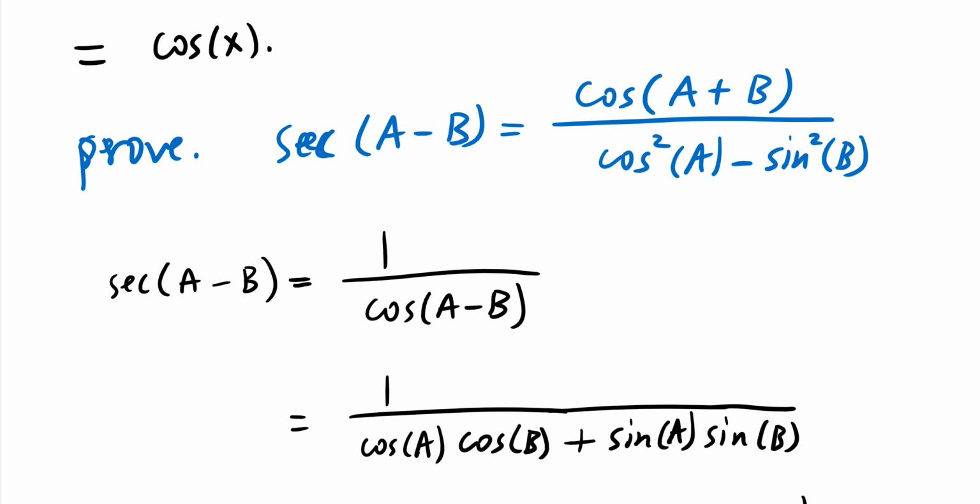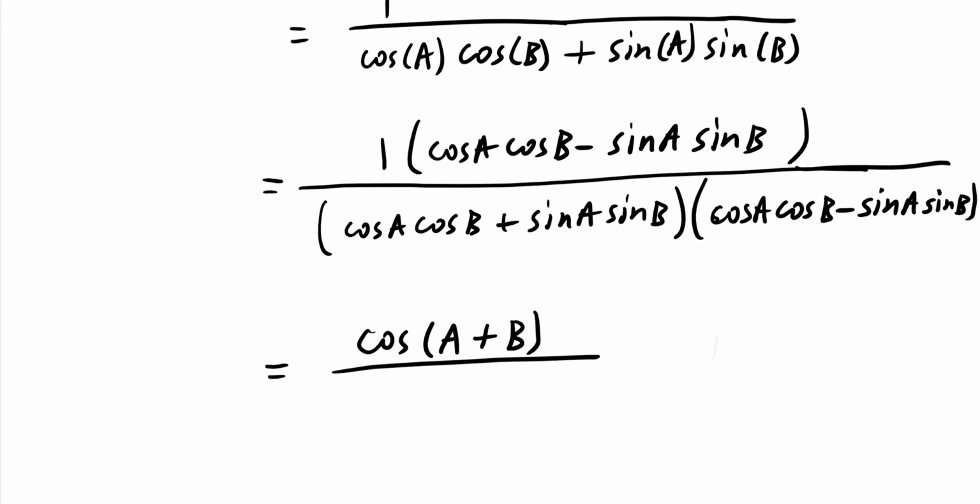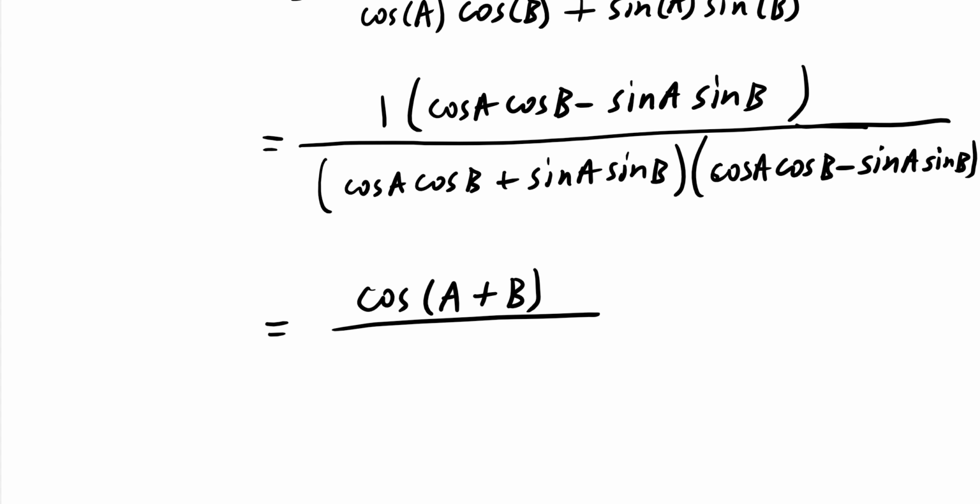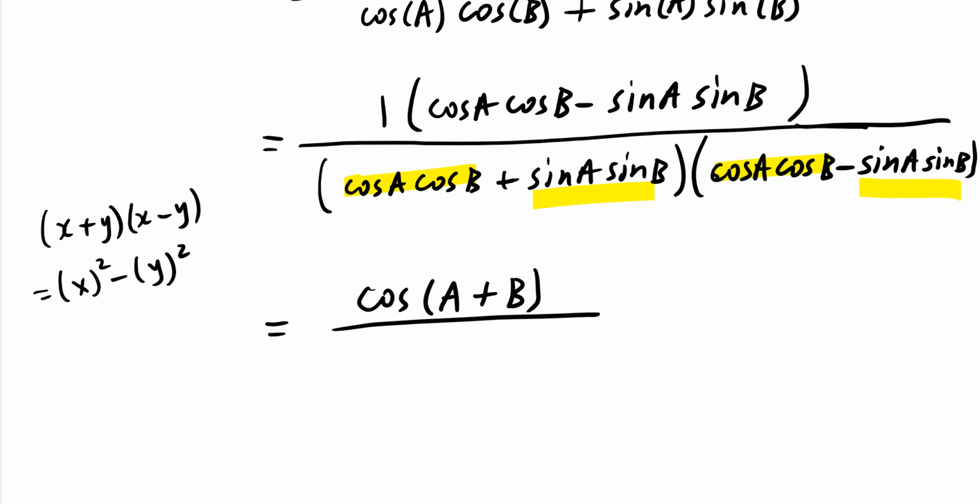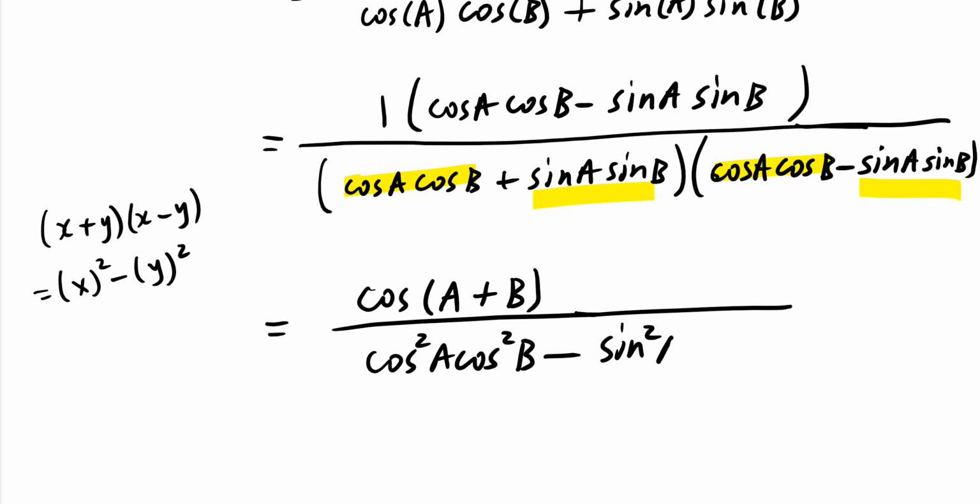Now I still need cosine square A and sine square B. So in the denominator, notice something. This is the same as this, and this is the same as this. That reminds us about x plus y times x minus y. This is x squared minus y squared. So we can use it here. You square the first one minus the square of the second one. Or if you forget this, it's okay, just distribute everything out. It will clean down to this one.